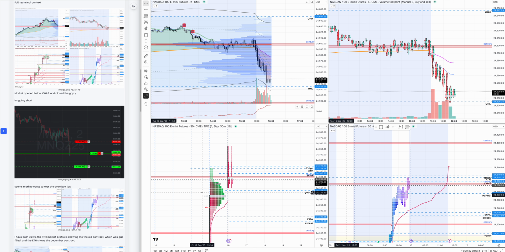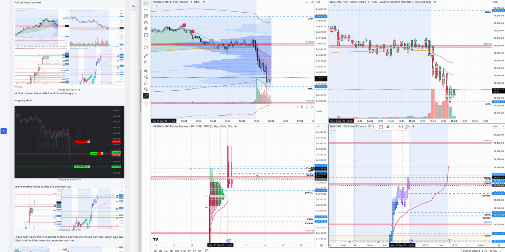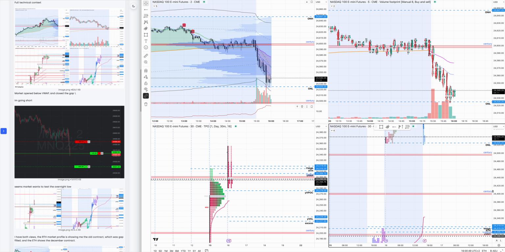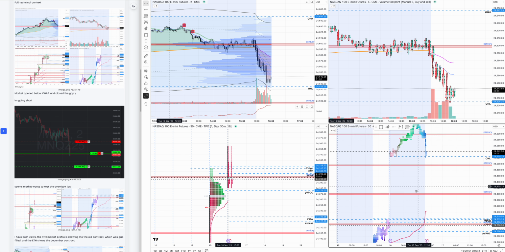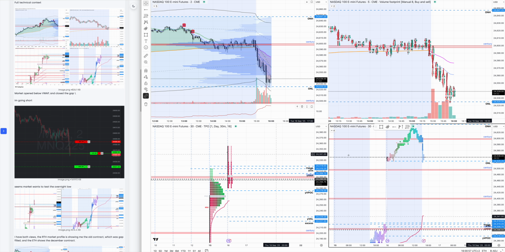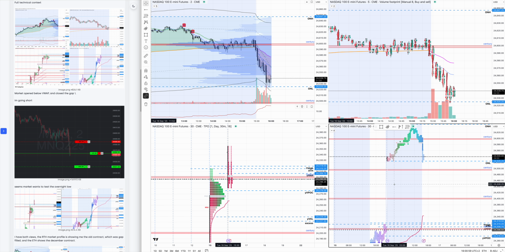And if you can see here, this is the TPO RTH session, but this is still the September contract. So actually the opening was around here, 24,340 versus 500. So we have almost 200 points gap, and you can see it here in the ETH market profile. To be honest, I really don't know why these two are different in this sense.